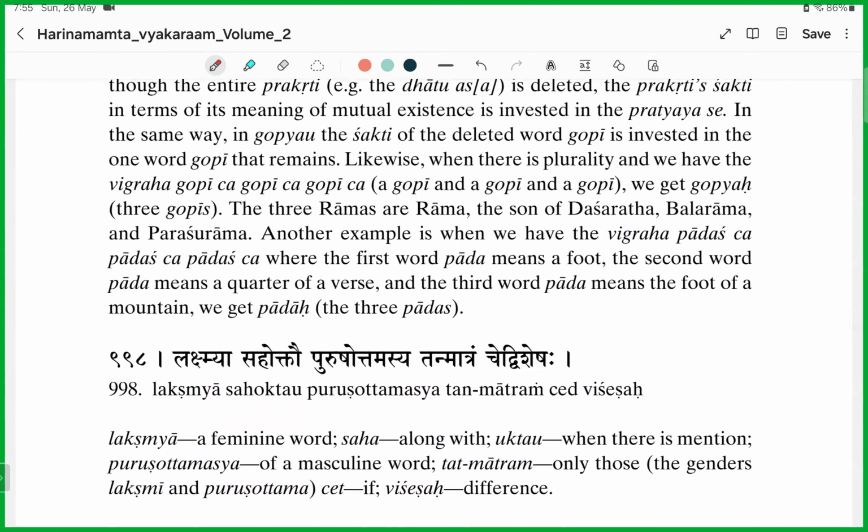Okay, now this example here. Another example is when we have the vigraha padascha, padascha, padascha, where the first word pada means a foot, the second word pada means a quarter of a verse, and the third word pada means the foot of a mountain. We get pada. Such ekashesha, if they come in some verse, then without explanations and commentaries become a little difficult to identify the different elements or different meanings of the same word. The bhinna artha, basically.